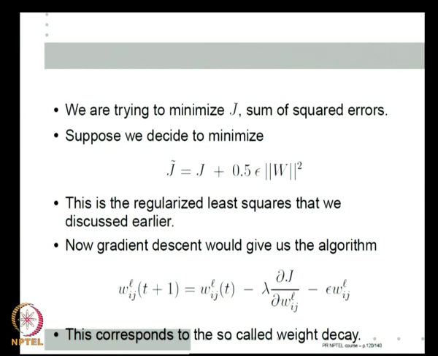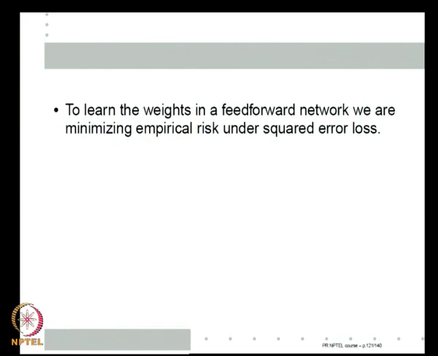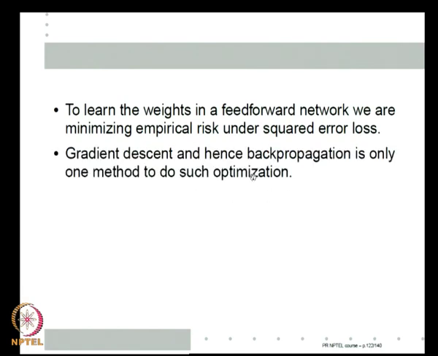So, these are all the various tricks that one can use to make the gradient descent work better. So, to sum up, to learn weights in a feed-forward network, we are minimizing empirical risk under squared error loss, and gradient descent and hence back propagation is only one method to do such optimization, right. Let us not forget that what we want to do is minimize empirical risk under squared error loss, and to minimize we decide to use iterative gradient descent, and to calculate gradient we are using back propagation.